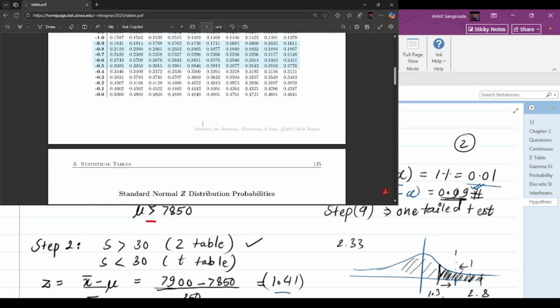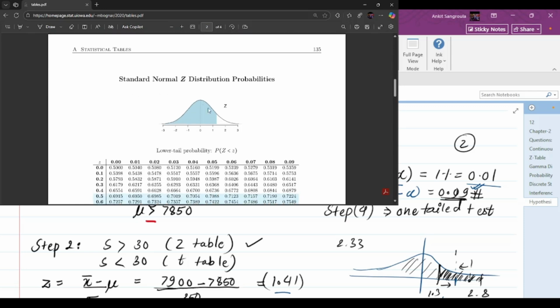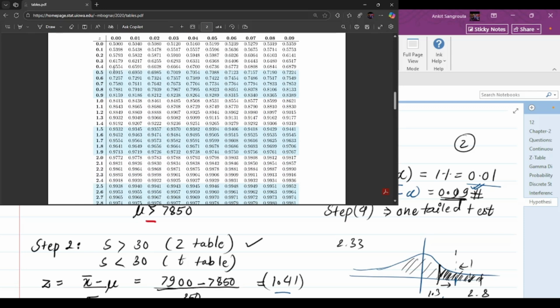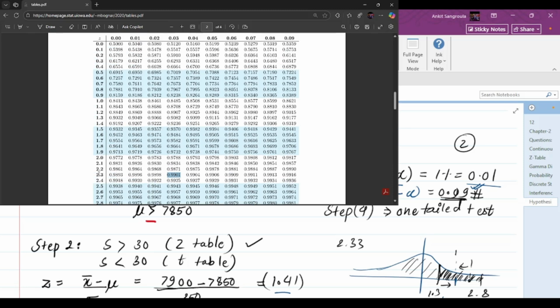You can see here that this area is always represented on the left side, but we have already done 1 minus alpha, so we don't need to worry about that. Now we want to check the value of 0.99 and what the z score is for it. So we'll search for the closest value to 0.99. You can see here that we have got 0.9901, and this is 98 and this is 04. So this lies in 2.3 and 0.3. So the value of z must be 2.33.